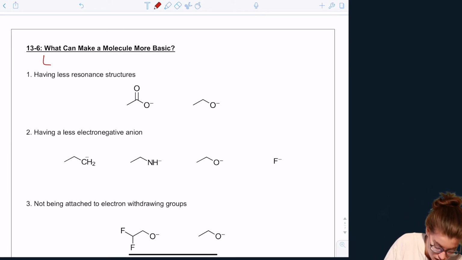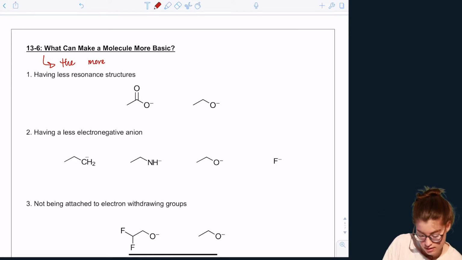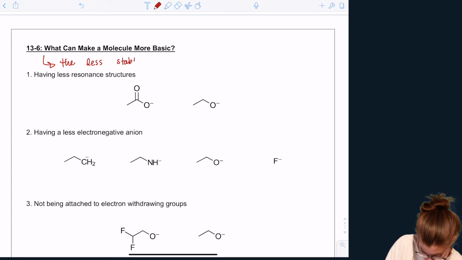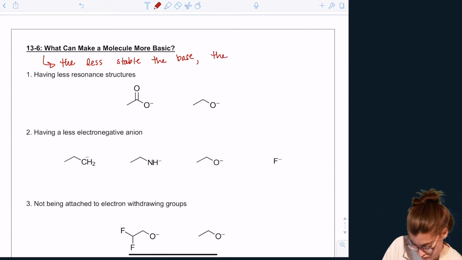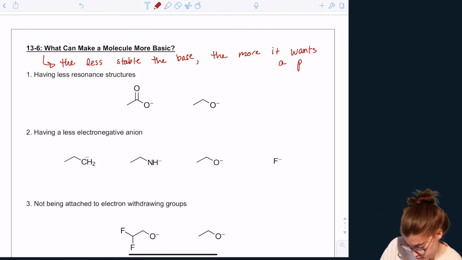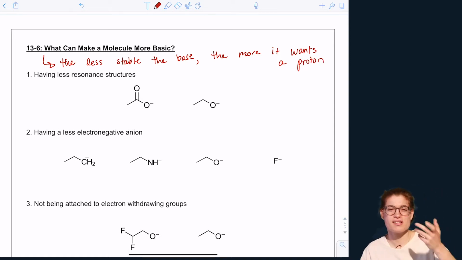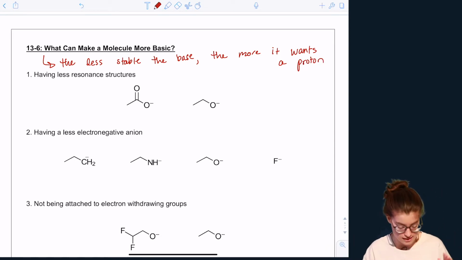I guess I'll say the big takeaway for bases is usually the more, I guess I should say the less stable the base, the more it wants a proton. Now there are a few examples where this isn't quite true, but usually this is how it works, okay? So this is a good guideline to start.